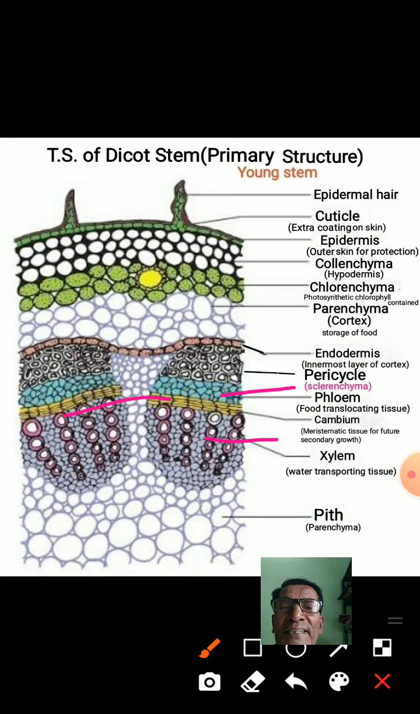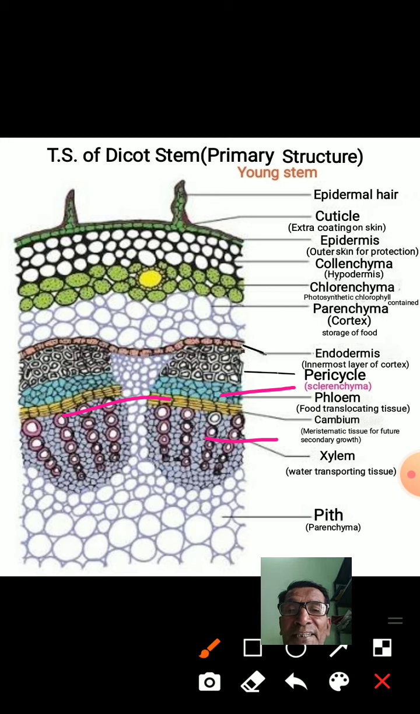Now, besides this, the vascular bundles show a meristematic tissue in between xylem and phloem. This yellow colored strip is the meristematic tissue. We call it cambium. This cambium, later on, with the maturity of the stem, is responsible for the secondary growth in the stem.